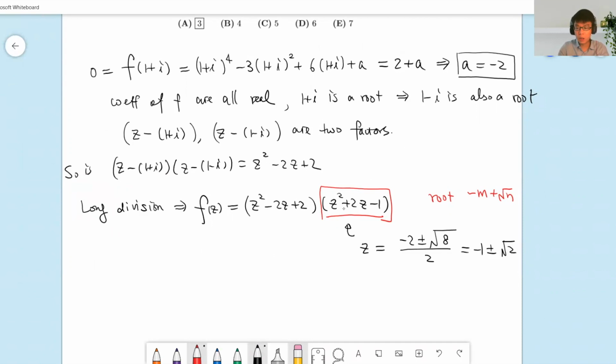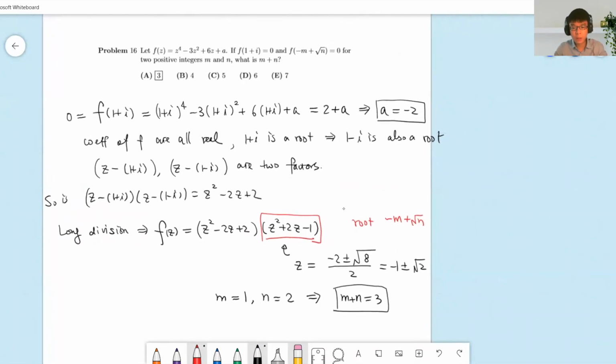So there are two roots. Okay, in this question, it says minus m plus root n. Actually, there's also minus m minus root n. So we see m equals 1 and n equals 2. That just means m plus n equals 3. So the answer here is 3.